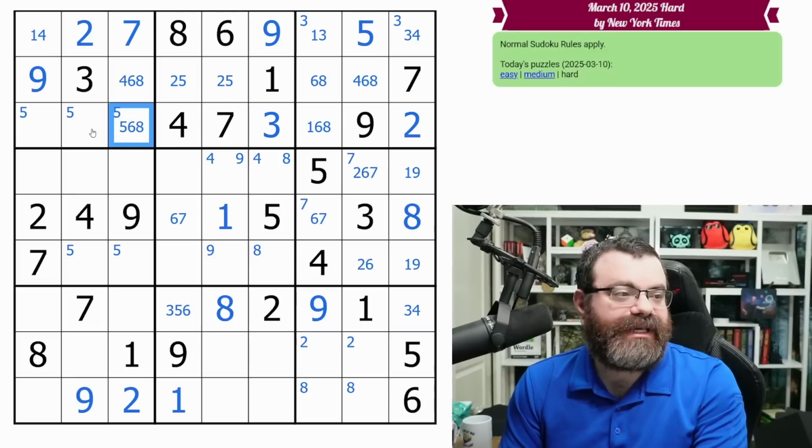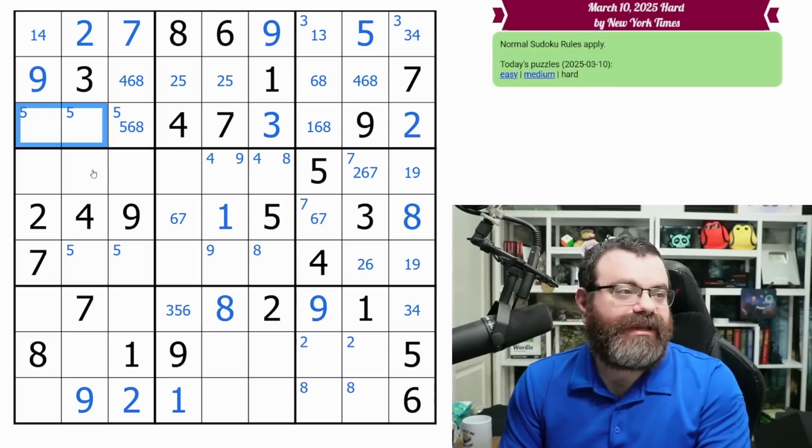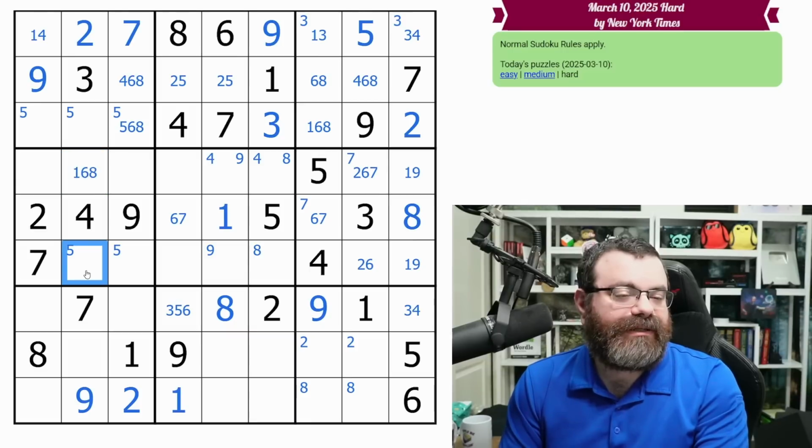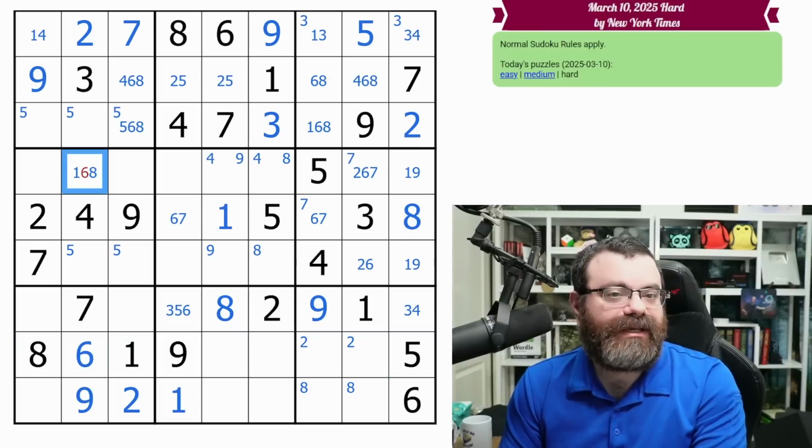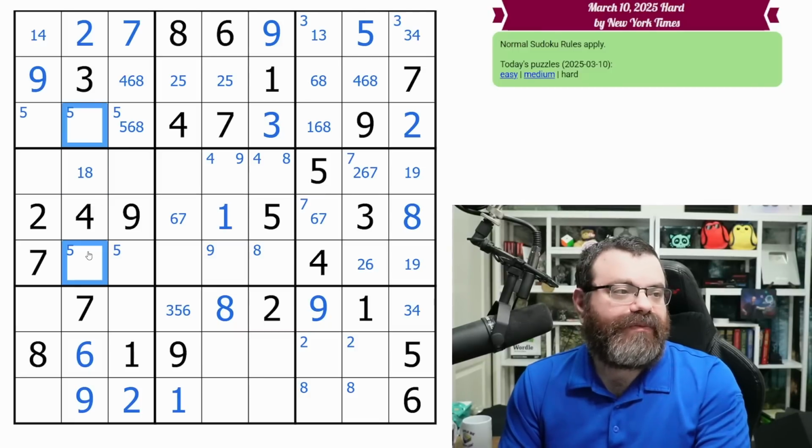This is 5, 6, 8. But anyway, 1, 5, 6, 8. This can't be 5, so this is 1, 6, 8. This can't be 1 or 8 or 5. So this is a naked 6. That's quite nice. This is actually only 1, 8. No 6. Well, so 1, 5, 8 is what's left here.